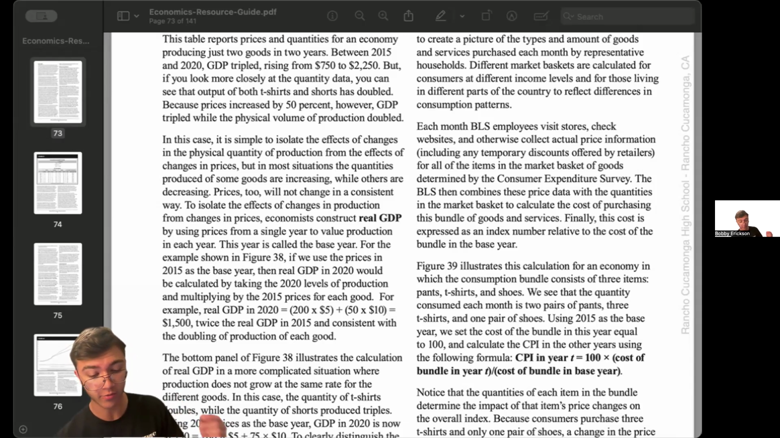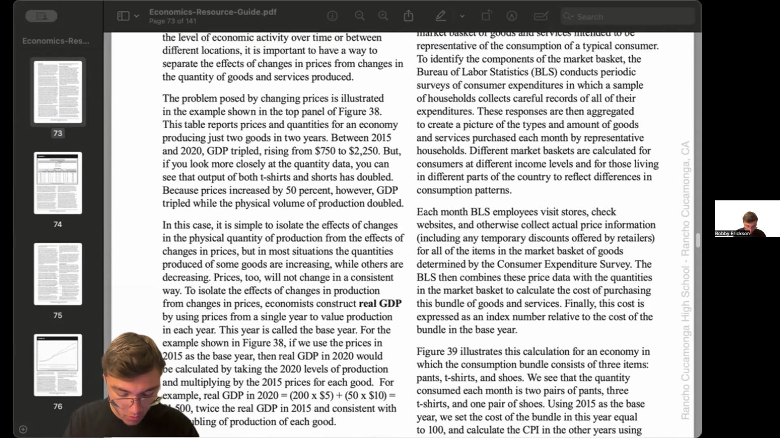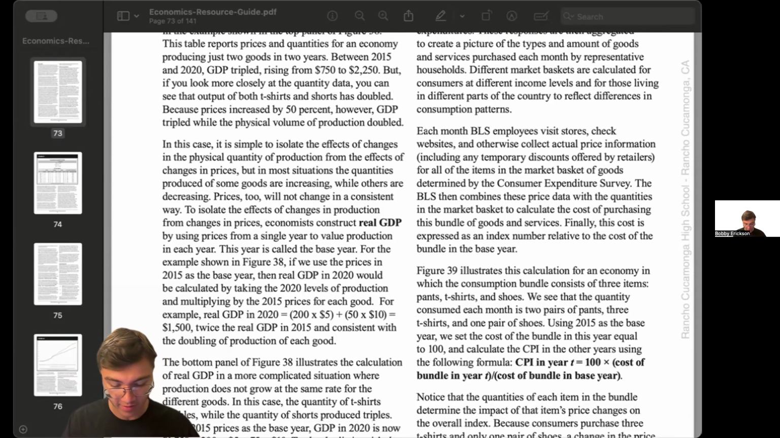We use real GDP. Real GDP is used to isolate the effects of changes in production from changes in prices. And so this uses prices from a single year to value that production in each year. The year that we're basing it on is called the base year. And so the example here is in figure 38, where we're seeing 2015 as the base year, and we can calculate the real GDP of 2020 by taking the levels of production in 2020 and multiplying by the 2015 prices for each good.